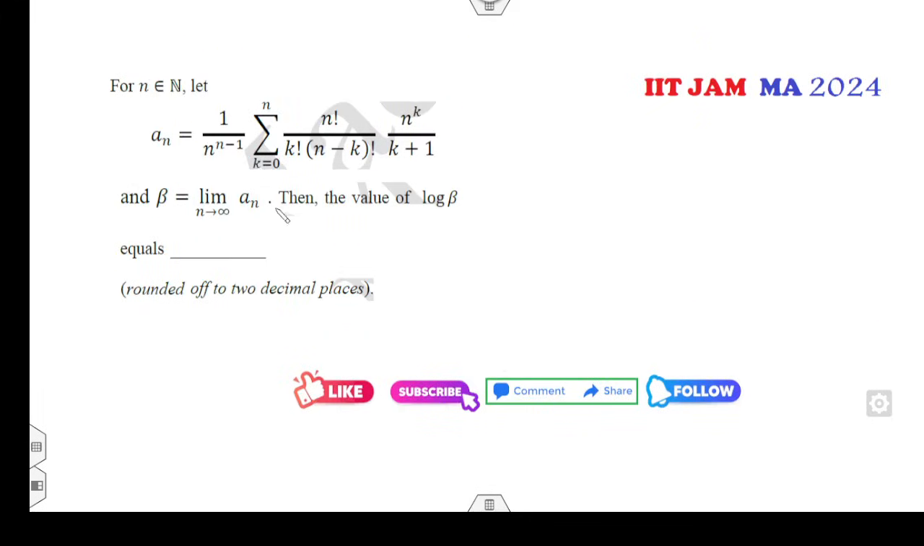Look at the next one. Your target is to find the limit as n approaches infinity. I can write this number as n into n minus 1, summation. This number is nCk, fine, with n raised to power x.